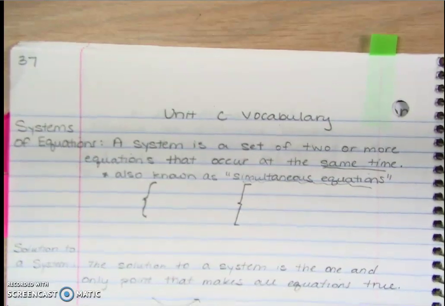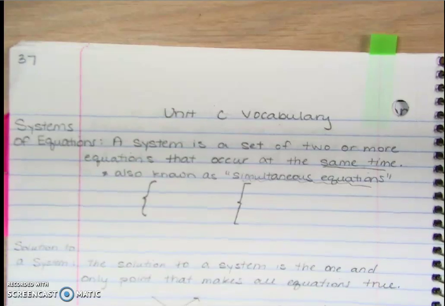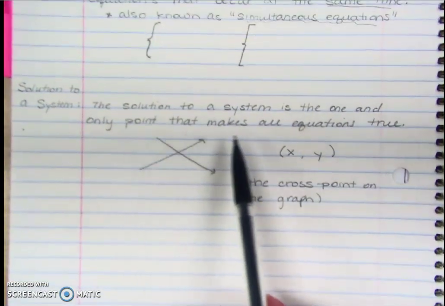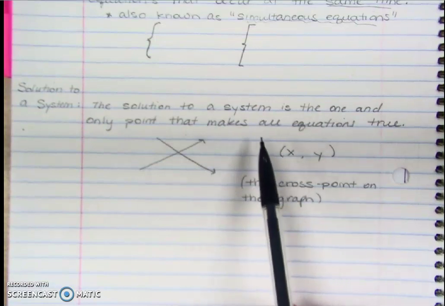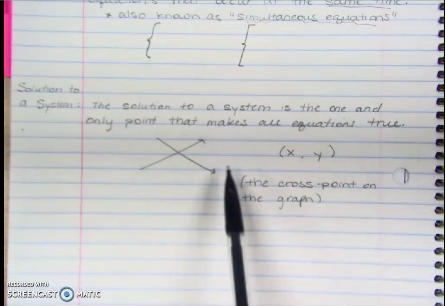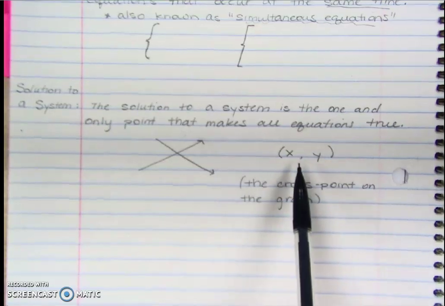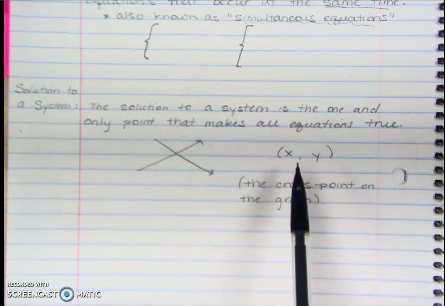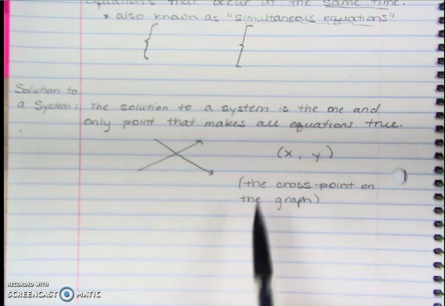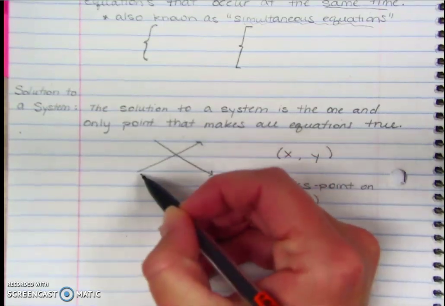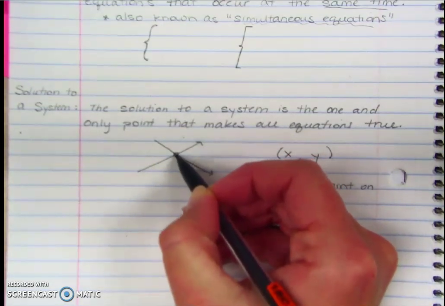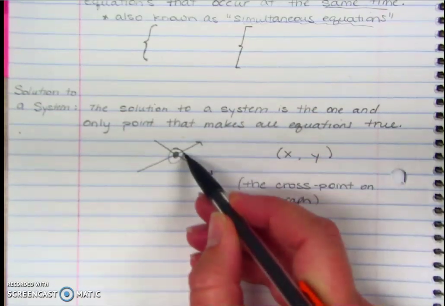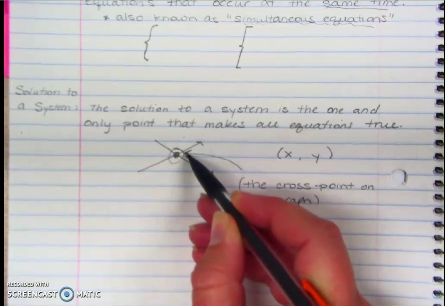So how would we solve two equations that are happening at the same time? Well, the solution to a system is the one and only point that would make all the equations true. Now, I put on here all equations, but really, most of the time it's going to be two equations. So it's the one and only point that both equations would share. And so on a graph, we would see the one and only point that happens on both is going to happen at this cross point right here. And so this is the solution to a system.